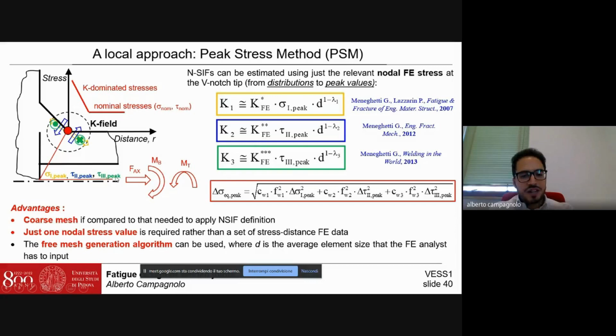The advantages of this approach are that very coarse meshes can be applied. Modification of the geometry is not required, since we can define the sharp notch geometry directly from the CAD software. Only one nodal stress value is sufficient, and a free mesh algorithm can be applied. We do not need regulation of the mesh adopted in the calculation.